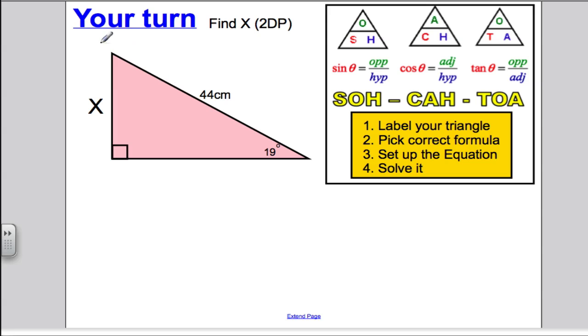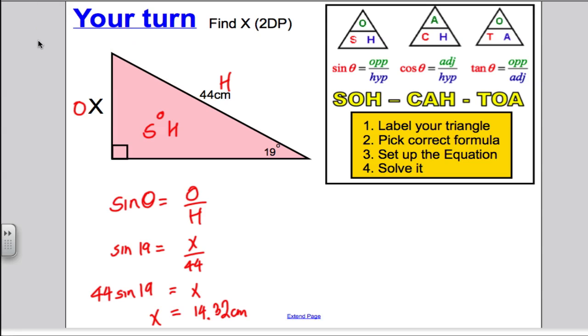Okay, you've had enough time there. Here is the answer. And the answer was 14.32 centimeters. You had to use SOH, which was sine theta is O over H. Substituting in and solving, we got 14.32. Okay, take a look at my next example.